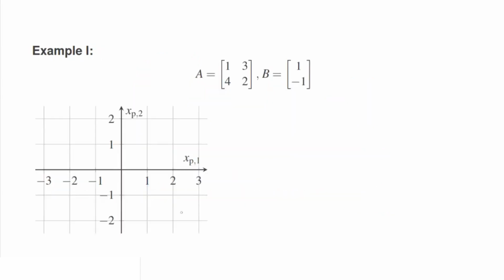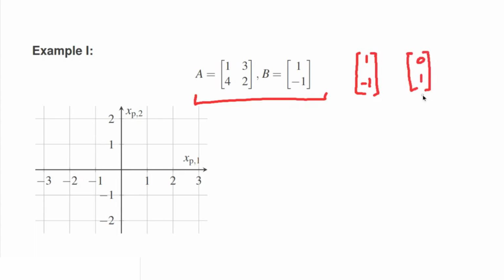To keep things simple, let's use the same state space model from before, which was given by these A and B matrices here. From our analysis earlier, we saw that the point with coordinate 1, -1 was reachable. However, the point with coordinate 0, 1 was not. This, in fact, already tells us that this state space model is not controllable, since we cannot reach this point here. However, let's try to reinterpret this result with our new understanding of matrix multiplication.